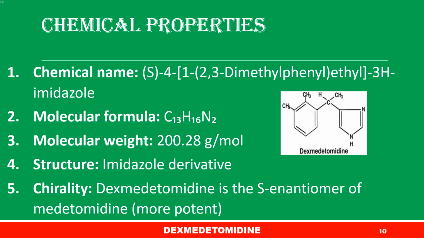4. Structure. Imidazole derivative. Dexmedetomidine is based on an imidazole chemical structure. 5. Chirality. Dexmedetomidine is the S-enantiomer of medetomidine. More potent. Dexmedetomidine is a specific form, S form, of medetomidine and is more effective.